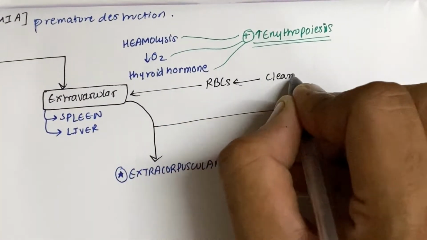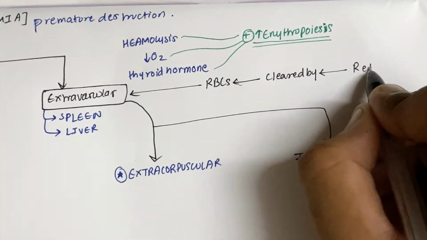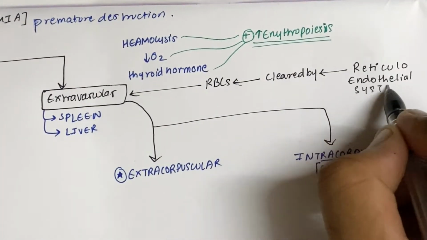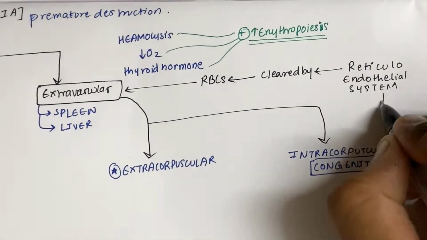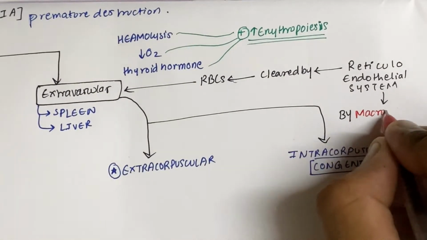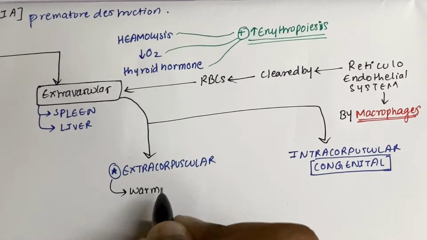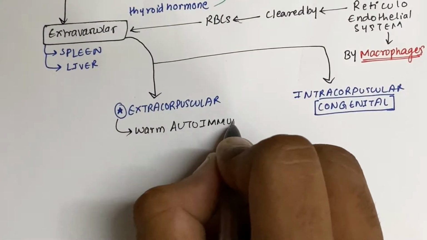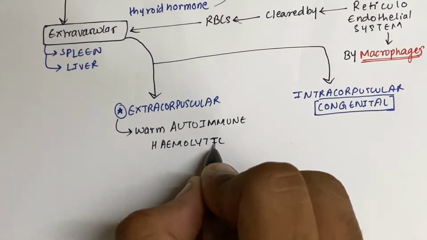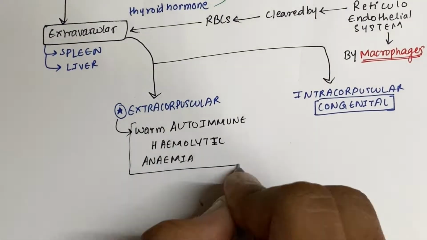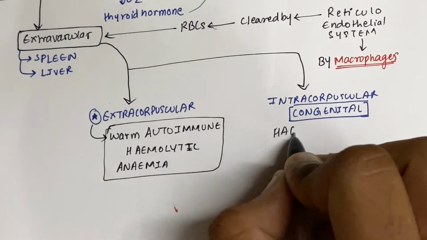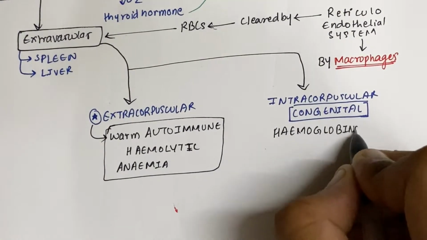Extravascular is basically dead RBCs, or RBCs that have been cleared by the reticuloendothelial system, by macrophages. And they engulf them basically, and the process is called as erythrocytopenia. Warm autoimmune hemolytic anemia example is basically IgG, which is immunoglobulin G, and an increase in body temperature takes place.